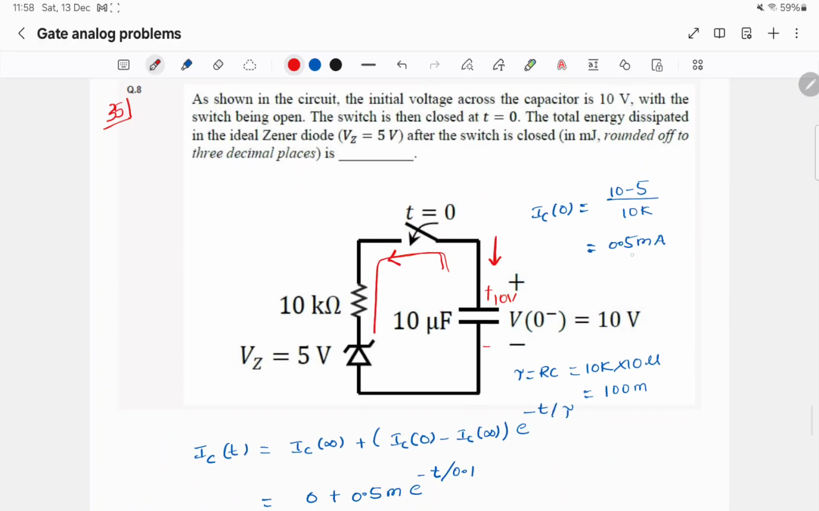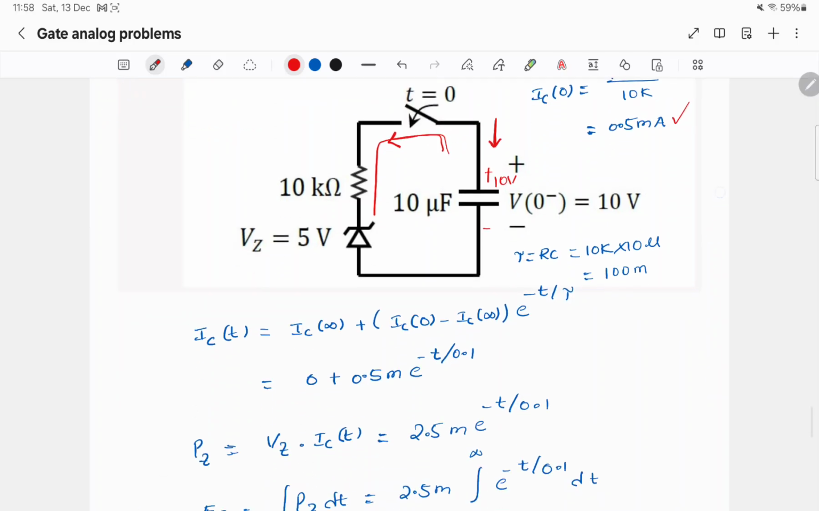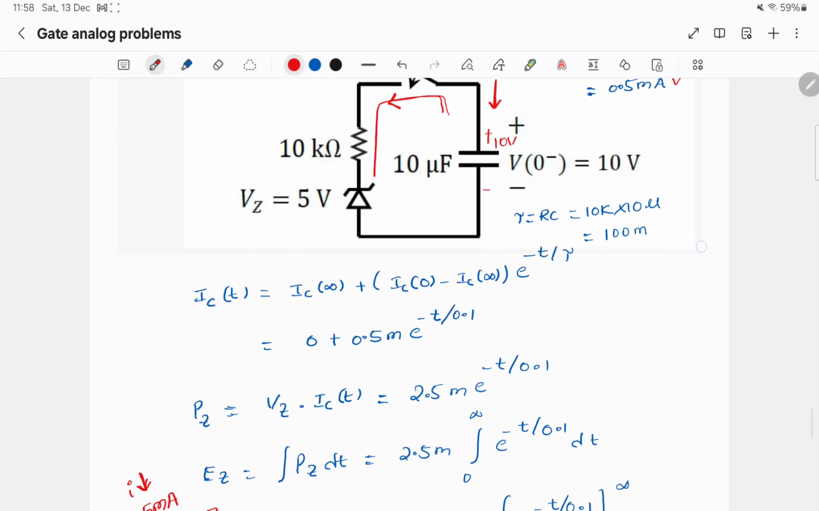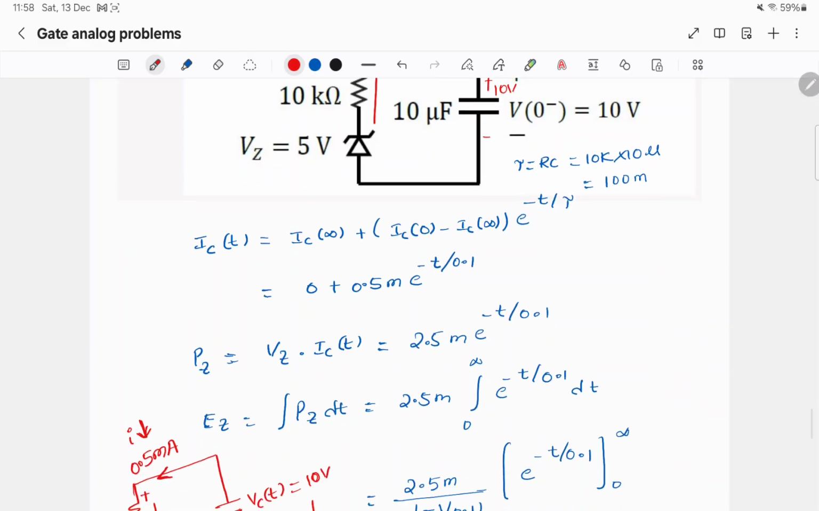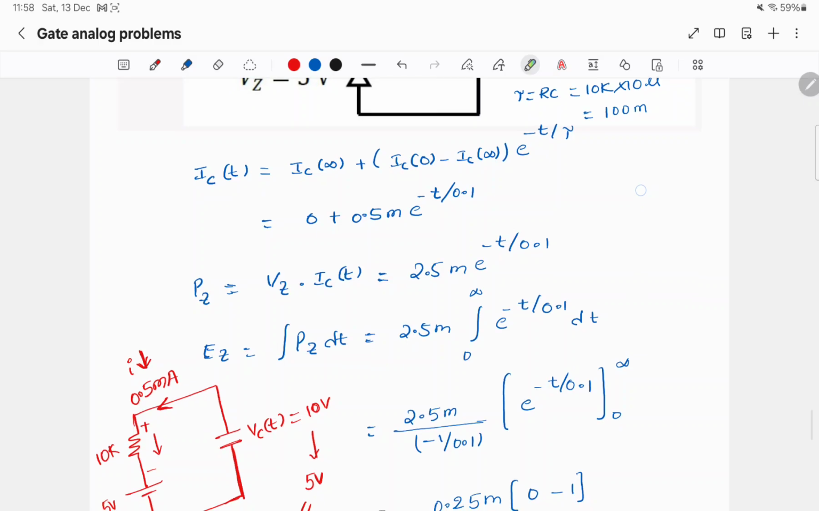So the initial current is 10 minus 5 by 10k, 0.5 milliamps. The time constant of the circuit is RC. Tau is equal to RC, that is 100 milli. From simple first order RC circuits, we know that IC of t is IC of infinity plus IC of 0 minus IC of infinity into e power minus t by tau. If we put the values, it will come out to be 0.5 milli e power minus t by 0.1.